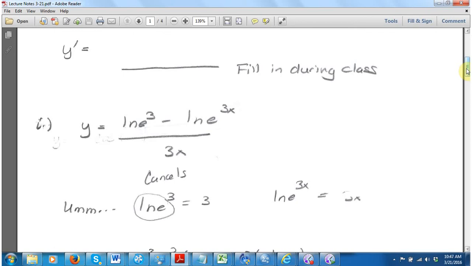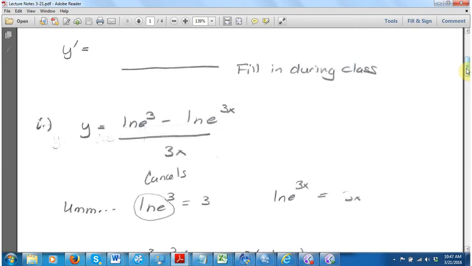So this one, if you just do some front-end work first, you realize natural log and e are inverses of each other. They cancel each other out. I think I've shown you that before. So this is really 3, and this is really 3x. That's really 3x. So this top that looks kind of scary is not really scary. It's 3 minus 3x.